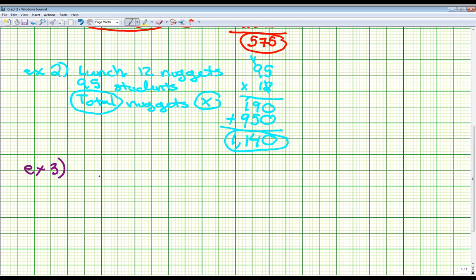The question says you make 24 equal payments for a go-kart. You pay a total of $840. How much is each payment? So there's quite a few different things in there that tell us we're going to be dividing. So let's write down some of these interesting things. One of the things it says is that we're going to make 24 equal payments. So let's write that down.